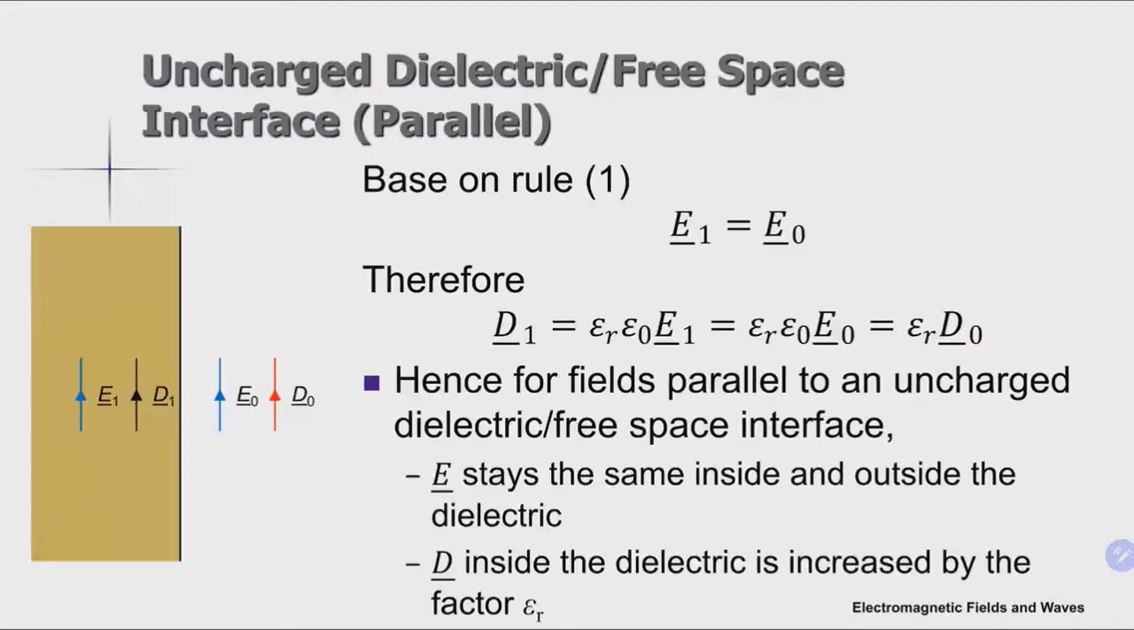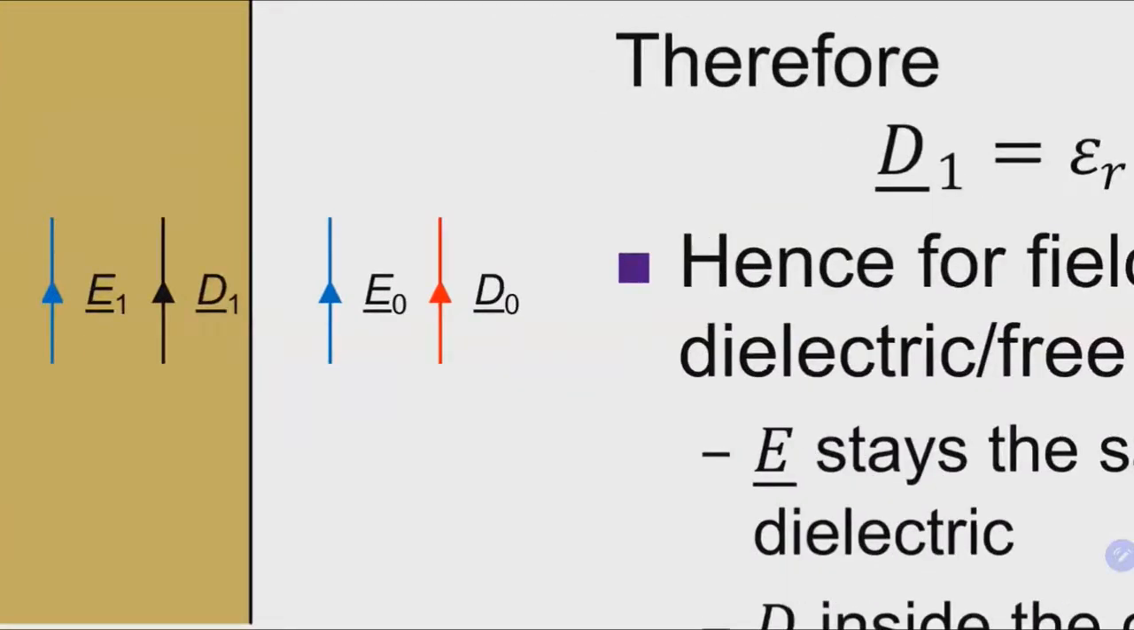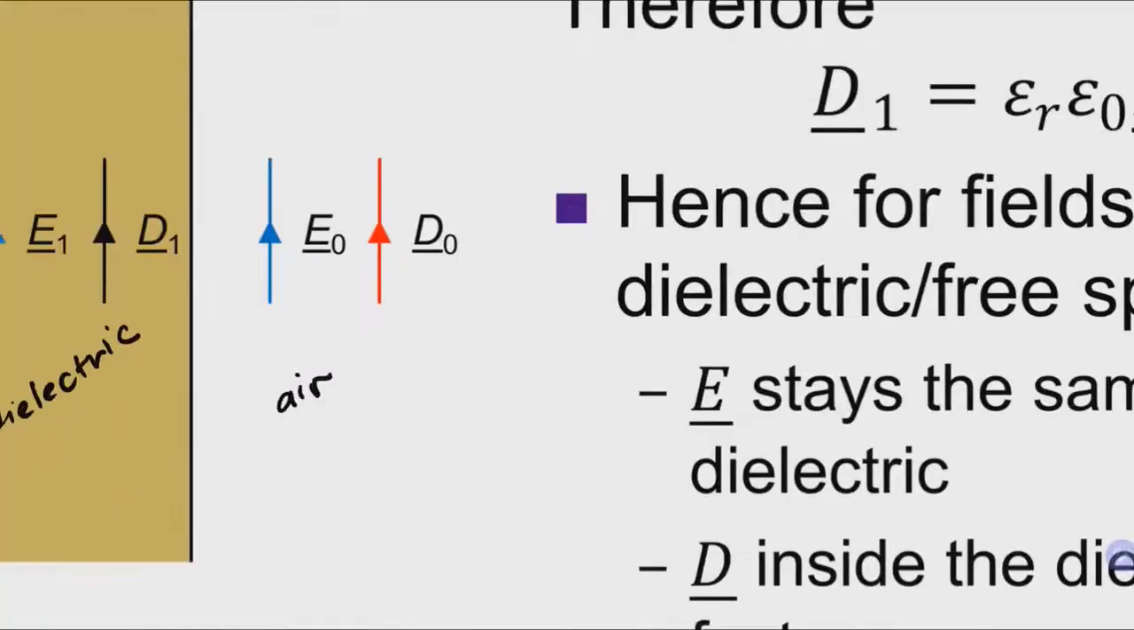Better to illustrate using this slide here. We have an uncharged dielectric interface with free space. Here is my dielectric material, and here is free space, air. Now you can see that my electric field component, or my electric flux density component, is parallel to this. So this is my boundary.